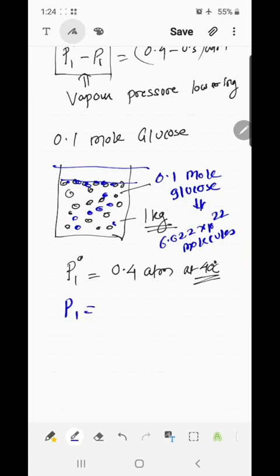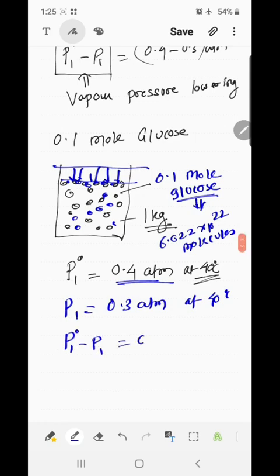So remember, glucose is not forming any vapor. So water vapor pressure is there on the surface of the liquid. It is only because of the solvent. But when it was pure, the vapor pressure is 0.4. But when you add glucose, vapor pressure does not remain 0.4 because less amount of vapor is formed. So that P1, say for example, is now 0.3 atmosphere at 40 degrees Celsius. So class, lowering of vapor pressure value is P01 minus P1, that is equal to 0.1 atmosphere again.